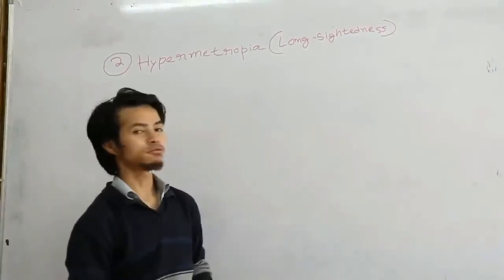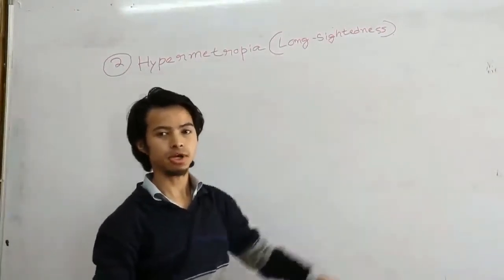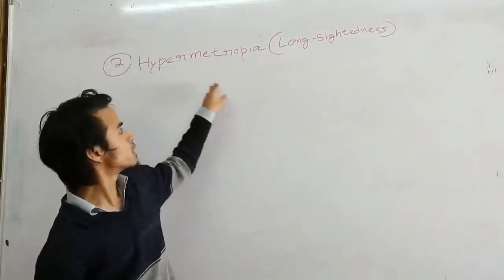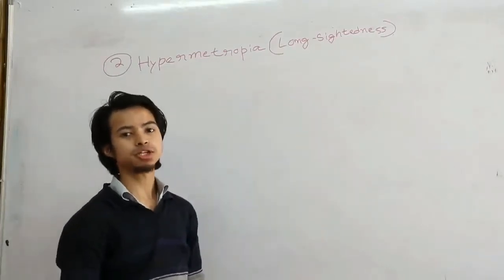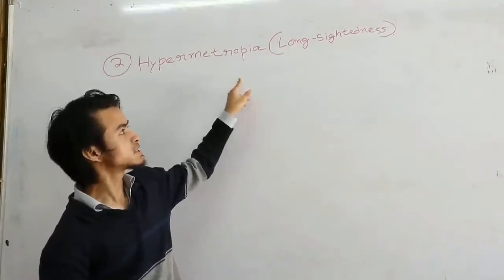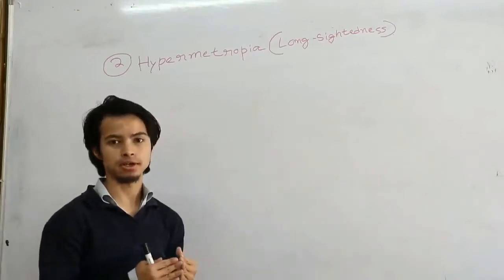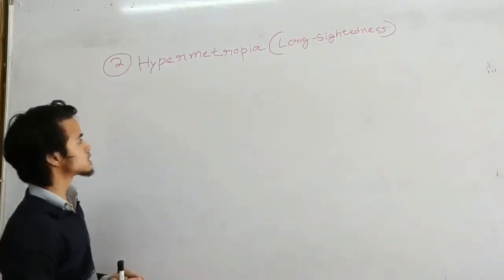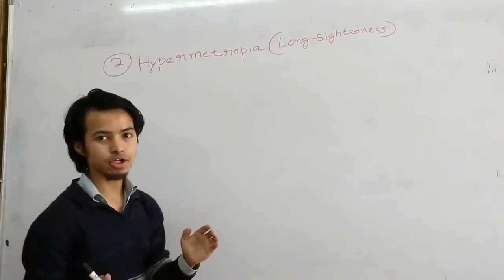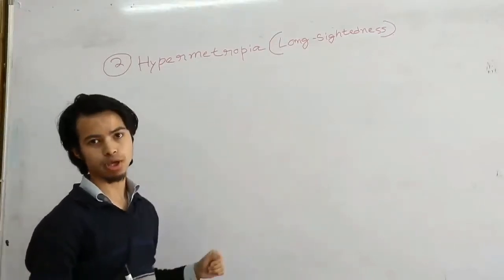So the next defect of vision is what we call hypermetropia or long-sightedness. This is also a common eye defect, in which a person suffering from hypermetropia can see the far-off objects clearly, but cannot see the near objects clearly. The cause is the contraction, or decrease in the size, of the eyeball. It is opposite to myopia.